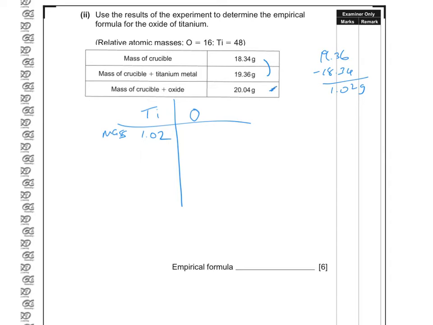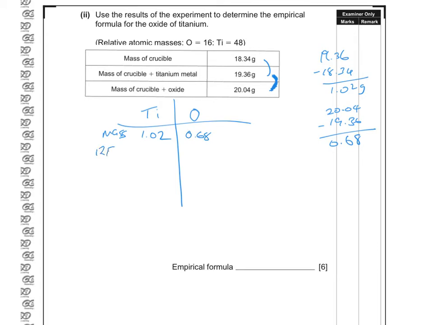Well, this is the crucible plus the titanium plus the oxygen, and this one is the crucible plus the titanium. So the difference here is due to the oxygen. So we can work out the mass of oxygen by doing this calculation, and that gives an answer of 0.68. We can then work out the number of moles.